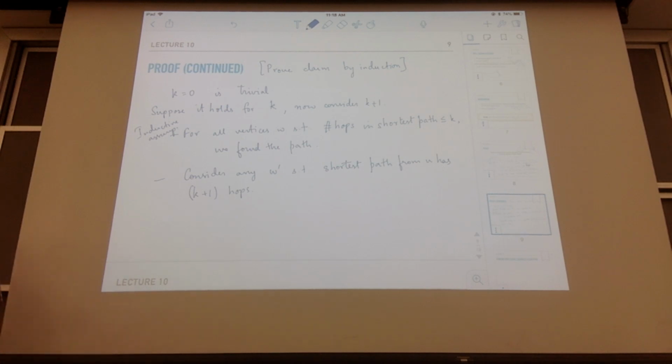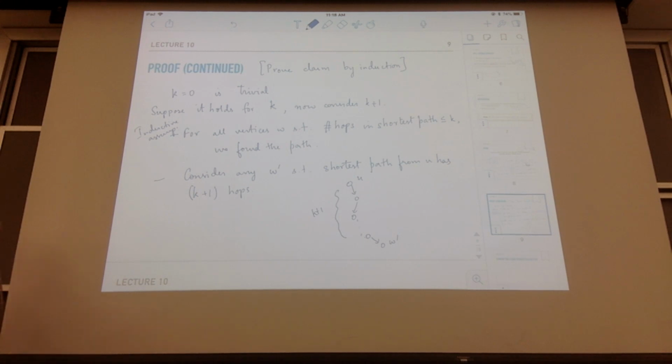So what is our argument is that you look at the shortest path from U to W. So U to W prime. It goes to something, and it goes to some last vertex, and then it's W prime here. Yeah, this has length k plus 1. Sorry, k plus 1? Yeah, sorry, it has k plus 1. Right, so there's k plus 1. Okay, that's a good point.